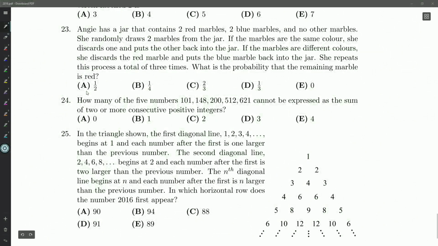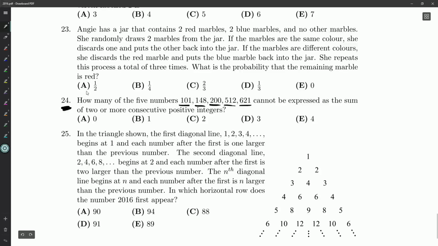Root Beer here, and we are looking at our second last question, question 24, on this grade 7 Gauss paper of ours. How many of the 5 numbers 101, 148, 200, 512, 621 cannot be expressed as the sum of 2 or more consecutive positive integers? So, 0, 1, 2, 3, or 4.